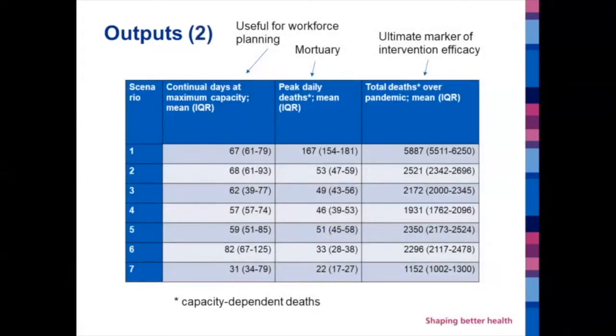These three columns align to the three columns in the plots of the previous slide. Basically, the first column is to understand the effect for workforce planning in terms of how many days we are going to be concurrently at full occupancy. For mortuary planning, it has been, at least for us, of interest in terms of understanding the peak daily deaths, and as really an ultimate marker of the efficacy of whatever intervention we're simulating, is the total number of deaths, and as I say, capacity dependent deaths over the course of the epidemic.